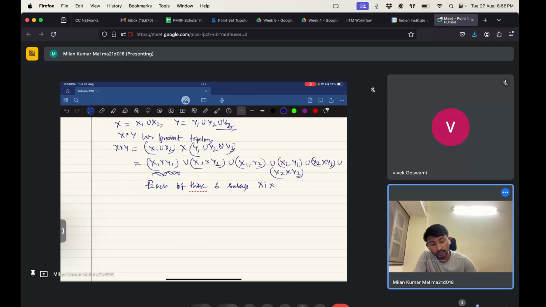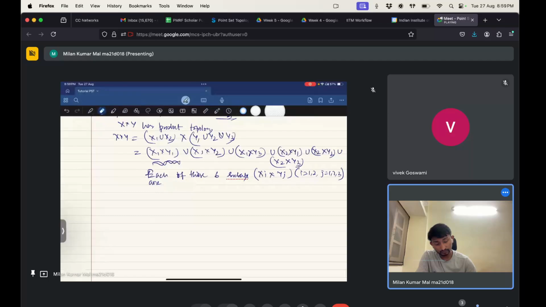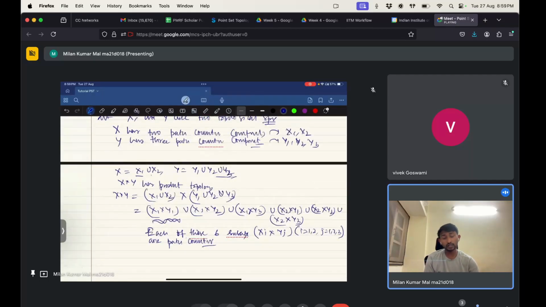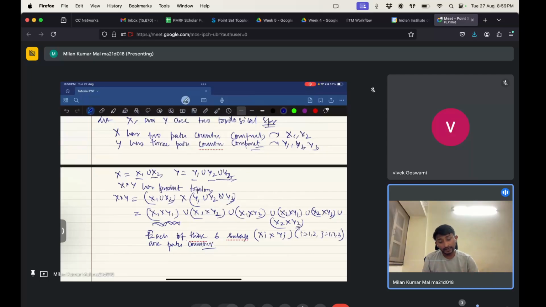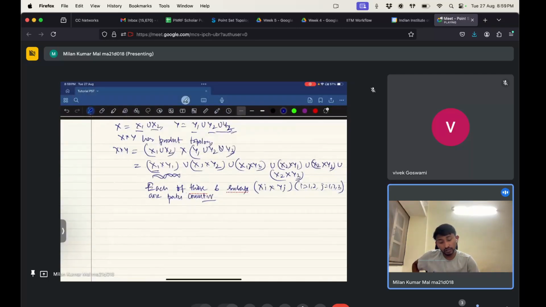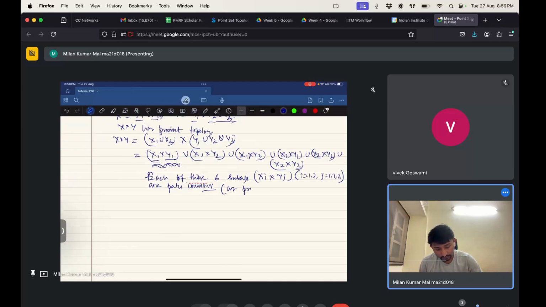The subsets xi cross yj, i equals 1, 2, j equals 1, 2, 3, are connected. Why are they connected? Because they are path connected, not only connected. Let's revisit once what I have taken: x equals x1 union x2 and y equals y1 union y2 union y3, and x1 and x2 are path connected components, y1, y2, y3 are path connected components. Now x cross y has the product topology. Now x1 and y1, as subspaces, are path connected. So their product will be path connected because there is a theorem that the product of path connected spaces is again path connected, right?